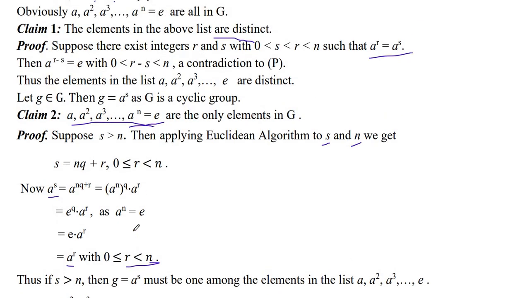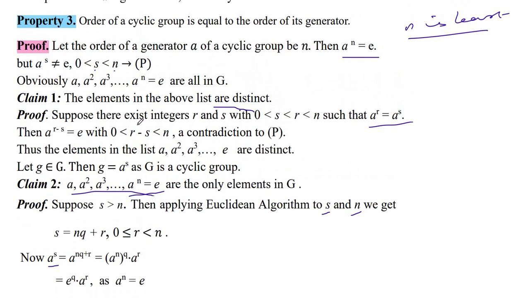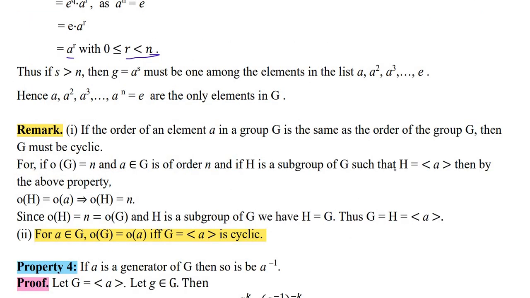So what we have concluded, our aim actually, is that the order of a cyclic group is equal to the order of its generator. First we assumed a to be the generator, and we said that, n being the order, a^n is e. We have listed out the elements in G, and these are the only elements present in G. So what does it say? It says that the order of G is n.